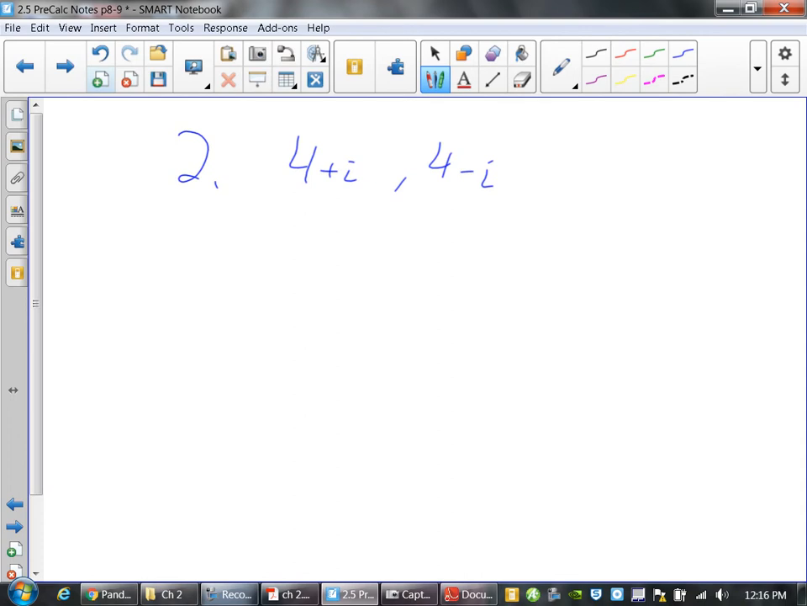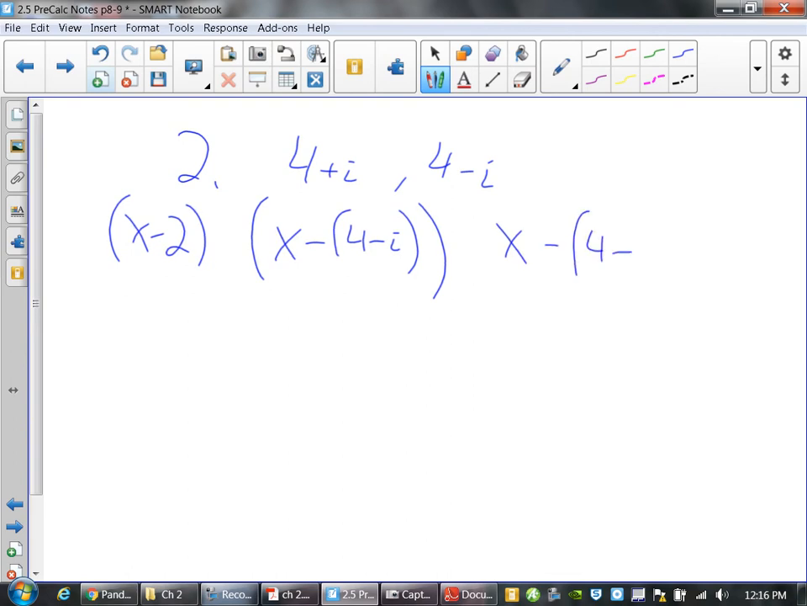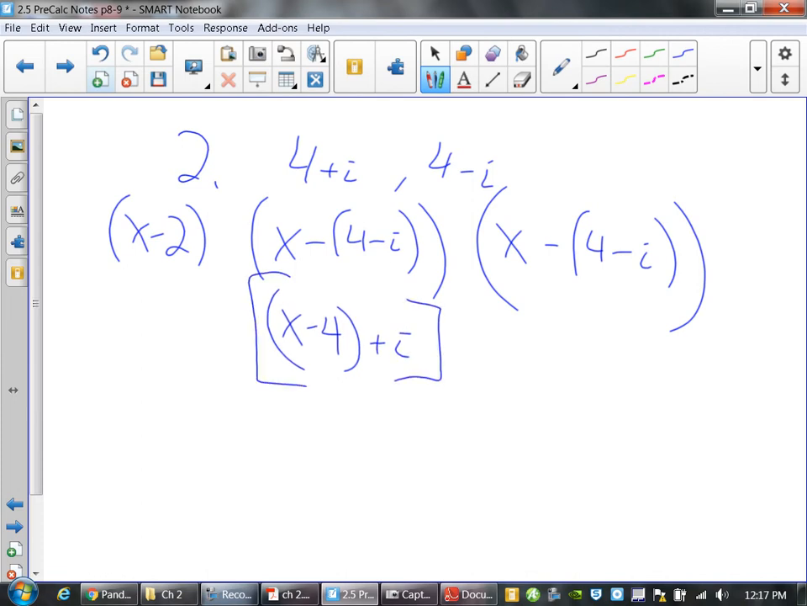So if 2 is your zero, what's your term? X minus 2. Now with the other ones, remember, it's set up as x minus the 4 plus i. The other one would be x minus the 4 minus i. So what I'm going to do is distribute the negative 1 out. And then I have x minus 4. Oh, this was a plus here. I got ahead of myself.